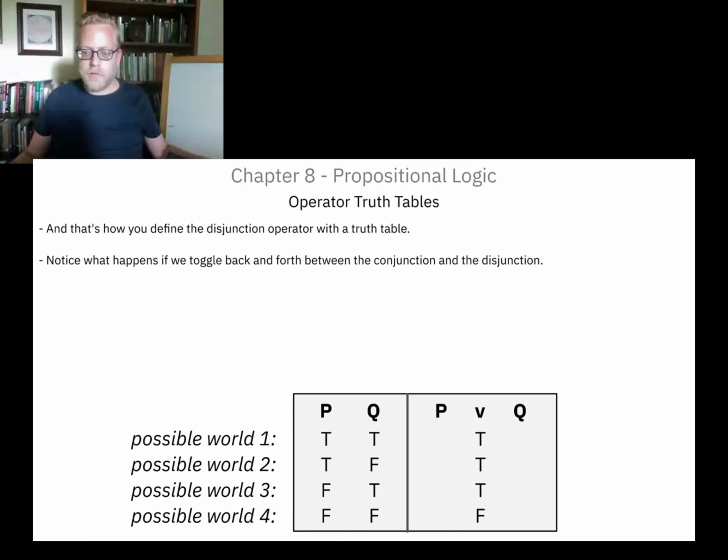I can go back. When it's an or, it goes T, T, T, F. When it's an and, it goes T, F, F, F. And that reflects this idea that I said that an and statement is more difficult to please if we want it to be true. An and statement is only true in one of these worlds, that first world. Whereas the or is true in 3 of them. This difference reflects the difference in how the disjunction and the conjunction work, how they affect the truth value of the compound statement.